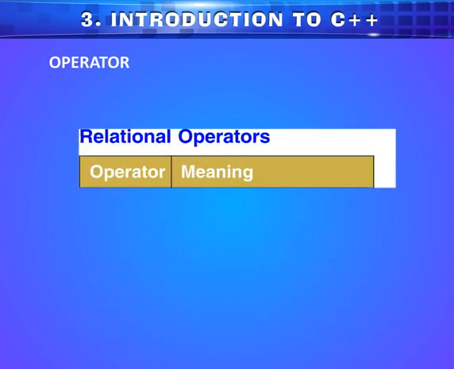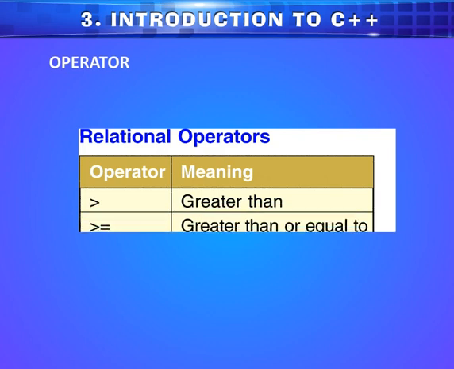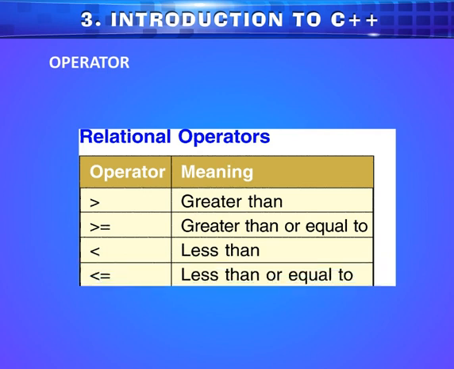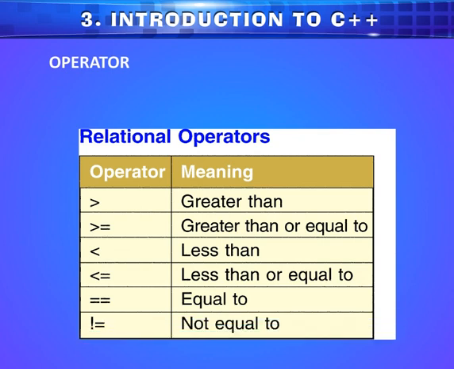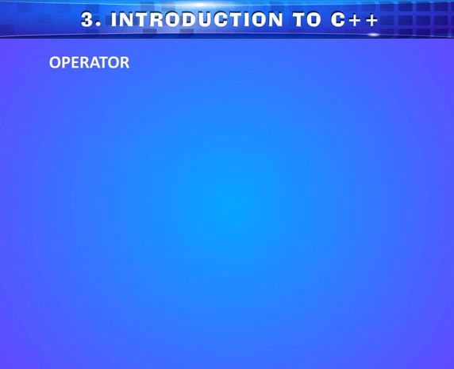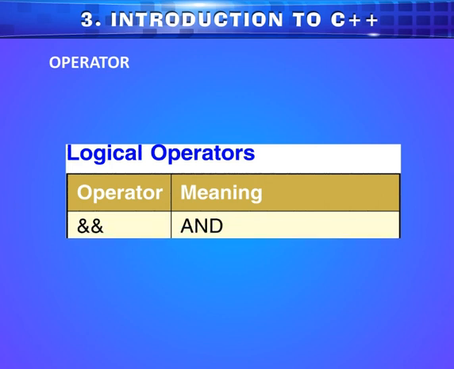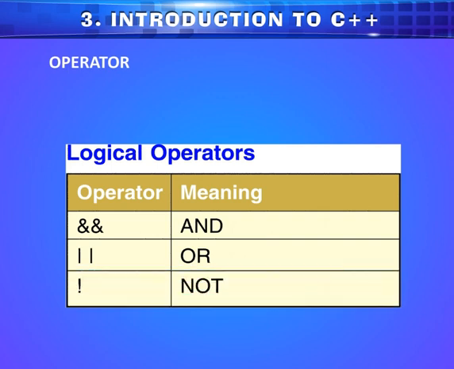Relational operators are greater than or equal to, less than or equal to, not equal to. Logical operators are double ampersand, which means AND operation, double vertical bar, which means OR operation, and exclamation mark, which means NOT operation.